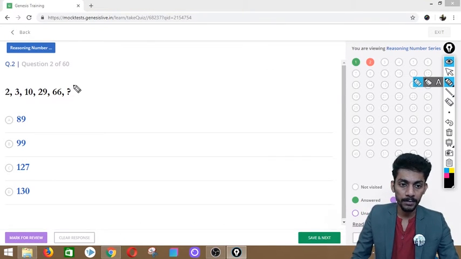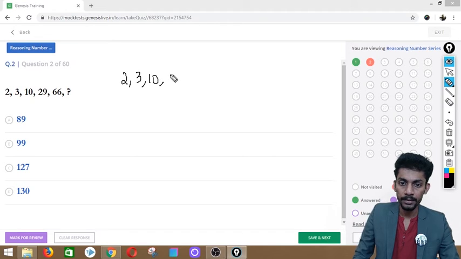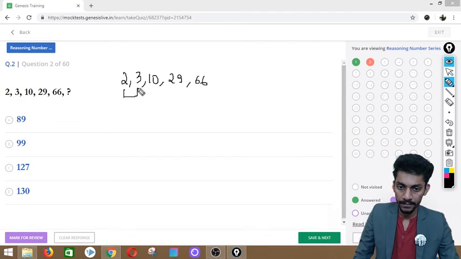Okay, question number 2. Question number 2 says 2, 3, 10, 29, 66. I'll write it again: 2, 3, 10, 29 and 66. Always remember, first check the differences. Here the difference is 1, 3 minus 2 is 1. Here the difference is 7. Here the difference is 19. And the last difference, what is 66 minus 29? It is nothing but 37.